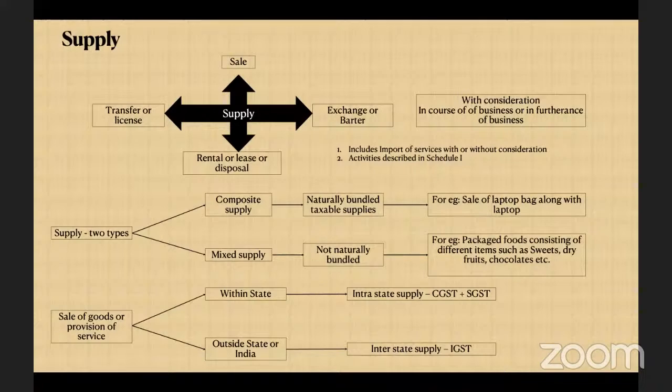I hope everyone understood the difference between composite supply and mixed supply. Composite supply requires natural bundling, and all the supplies involved in the transaction should be taxable and naturally bundled in the course of business. In case of mixed supply, it need not be naturally bundled, and one of the supplies can be an exempt supply also. In composite supply, the principal item's tax rate will apply to the remaining items. In mixed supply, the highest rated taxable supply's rate will apply to the remaining items in the supply.